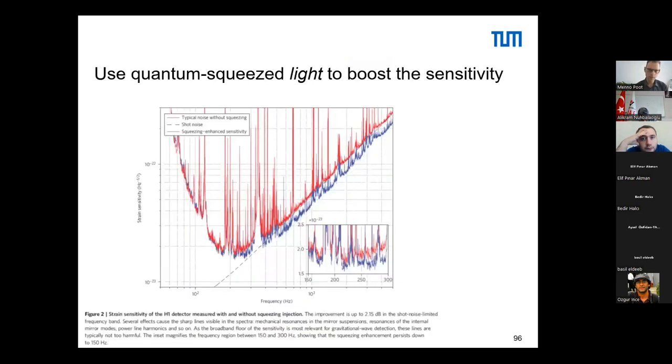Does that work? Well, here you can see the comparison. In this case, the red one was the original advanced LIGO.